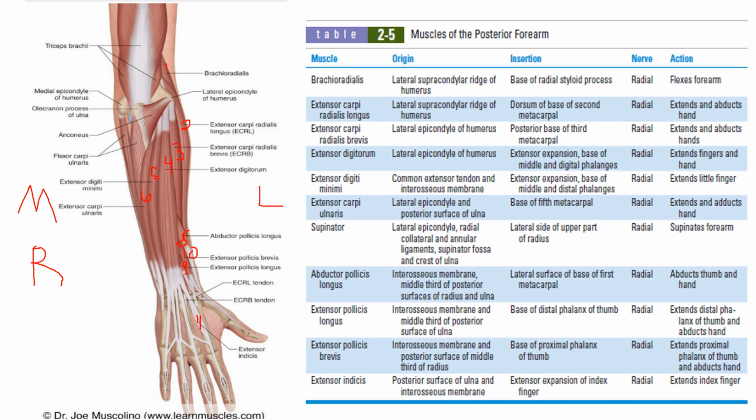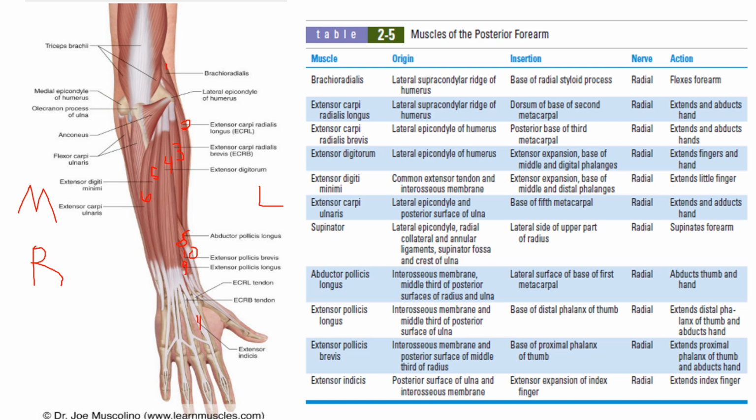Adjacent, moving still more medially, is the extensor digitorum. The extensor digitorum originates from the lateral epicondyle of the humerus, and it inserts into the extensor expansion and the base of the middle and the distal phalanges. It extends the fingers as well as the hand.